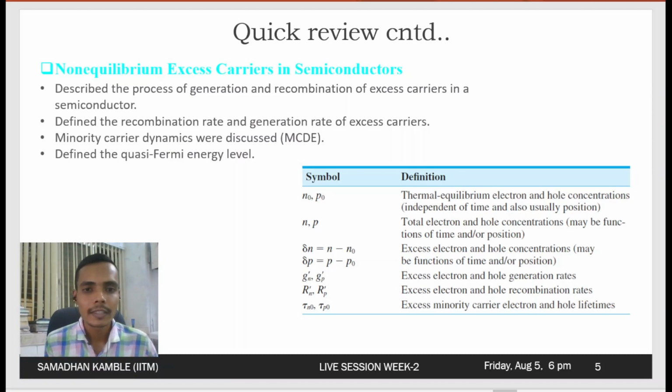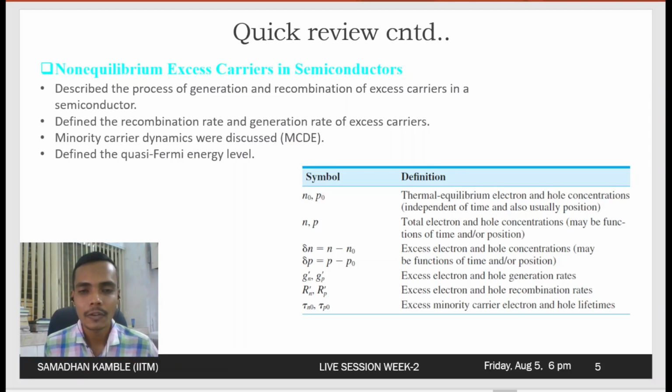So let us consider electrons in the valence band may be excited into the conduction band when, for example, high energy photons are incident on a semiconductor. And when this happens, not only is an electron created in the conduction band, but a hole is also created in the valence band. Thus, an excess electron-hole pair is generated, and the additional electrons and holes are called the excess electrons and excess holes.